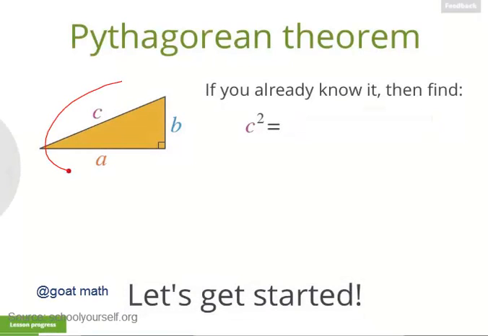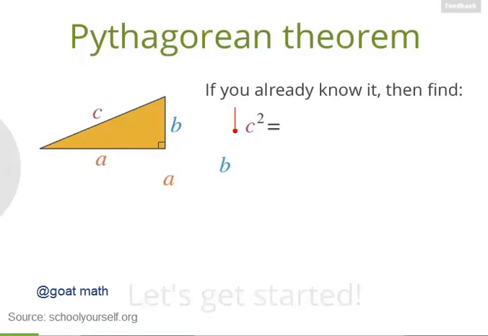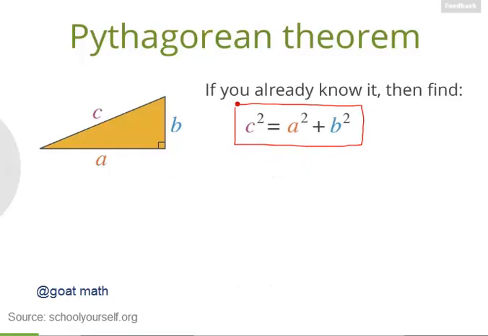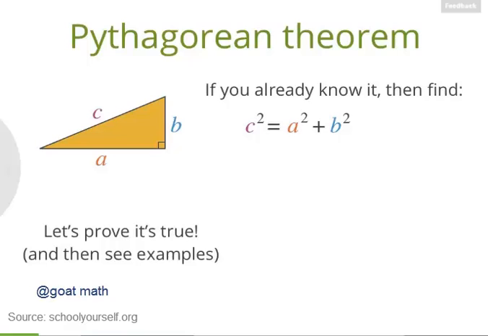Excellent! You already know that for this right triangle here, c squared equals a squared plus b squared. For any right triangle, the square of its hypotenuse equals the sum of the squares of the two legs. If you want to prove the Pythagorean theorem, click over here, and if you'd prefer to just see a few examples, click here instead.